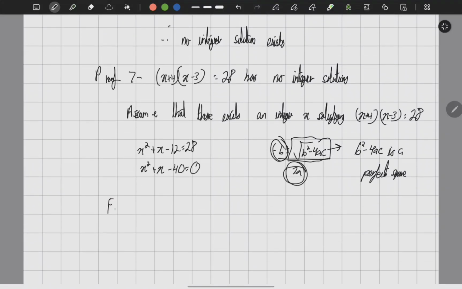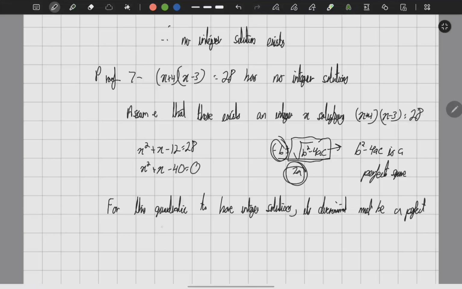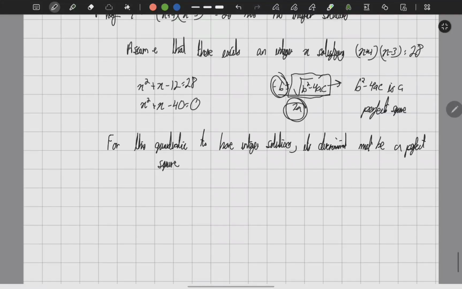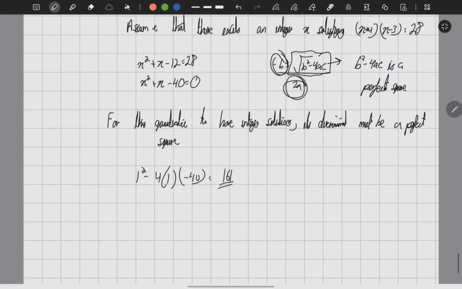So if I write that down, for this quadratic to have integer solutions, its discriminant must be a perfect square. So b squared minus 4ac would be 1 squared minus 4 lots of 1 times minus 40, which is equal to 161. So now we check, is 161 a perfect square?